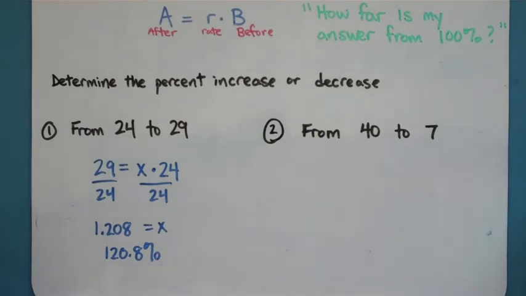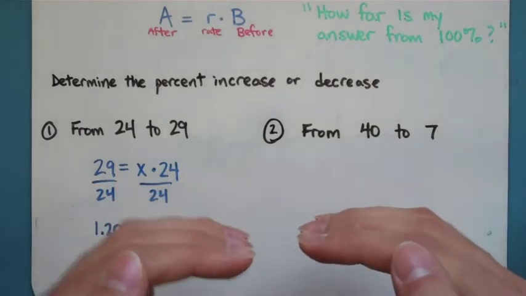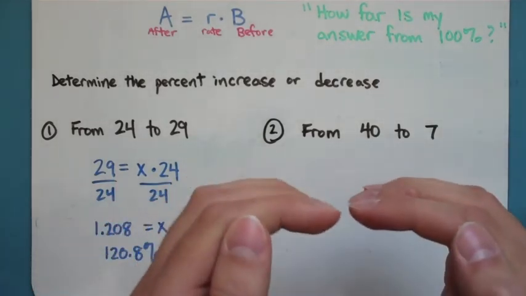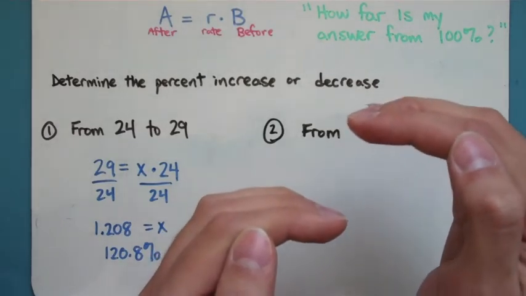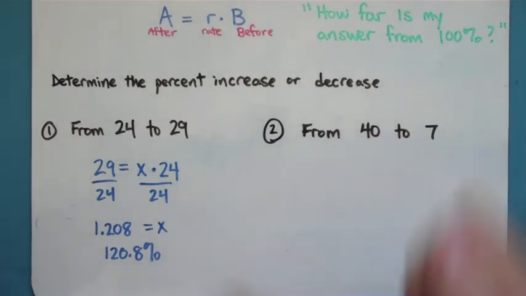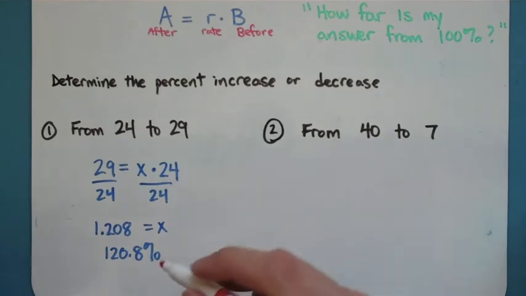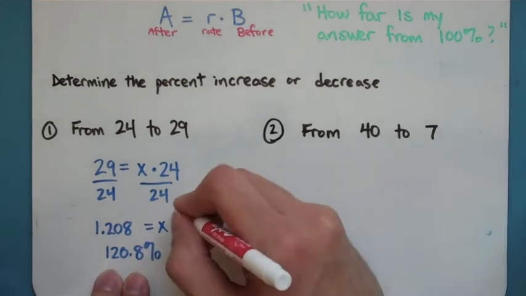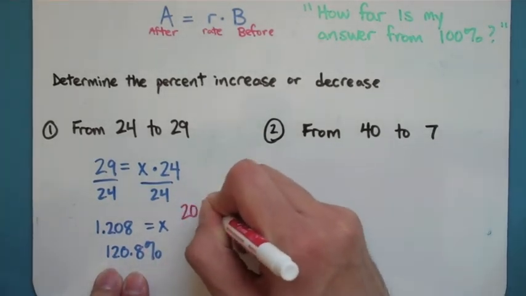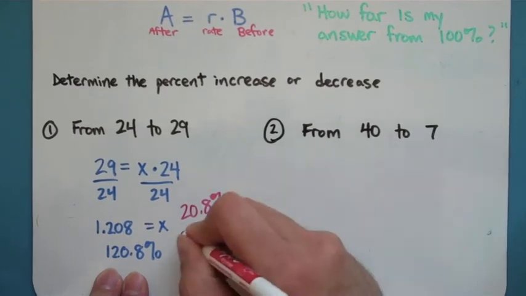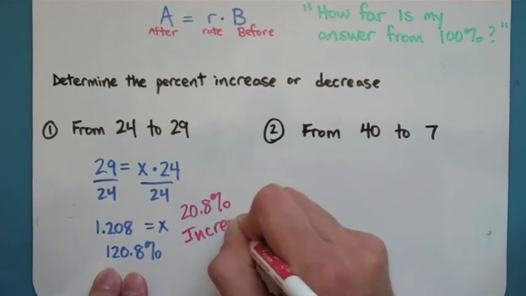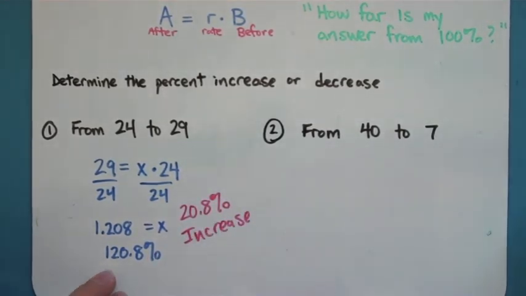But I asked for the percent increase or decrease. If something doesn't change, it's still at 100%. Our answer here is 120.8%. That means it increased by 20.8%. So we could say this is our percentage here, or we could say it's a 20.8% increase. They mean the same thing, but it's just a matter of answering the question that they wanted. They wanted the increase, there it is.